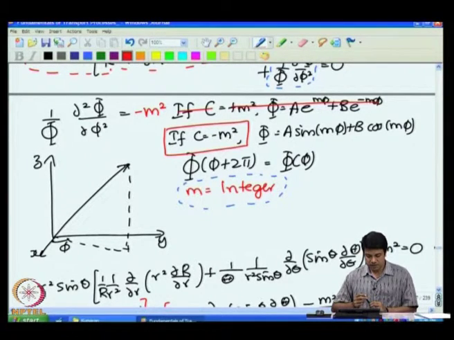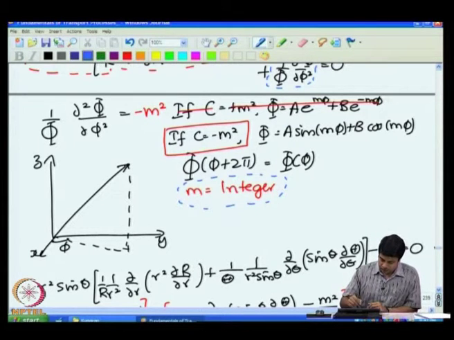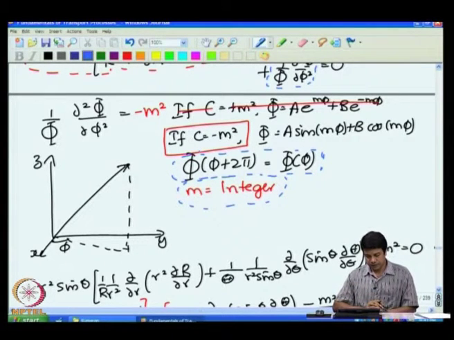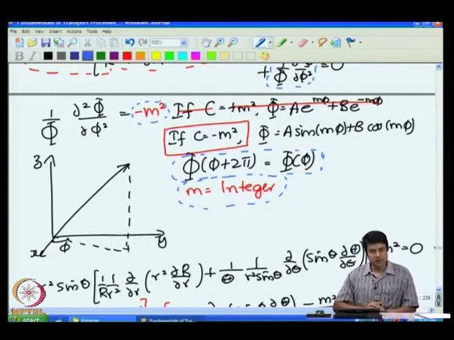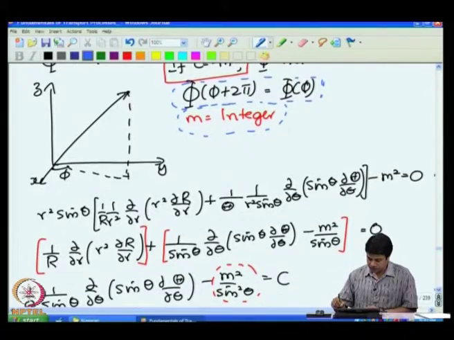So, symmetry itself requires that capital Phi of phi plus 2 pi is equal to capital Phi of phi itself. That means that this coefficient here, the constant in the separation of variables, has got to be minus m square, where m is an integer, because only if I have functions of the kind sine and cosine of m phi and m is an integer, I will get solutions which have that periodicity of 2 pi. So, this straight away gave us sine and cosine functions in the phi direction, and then we went on and solved for the theta direction.